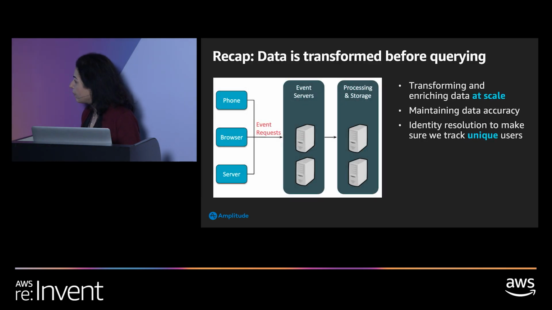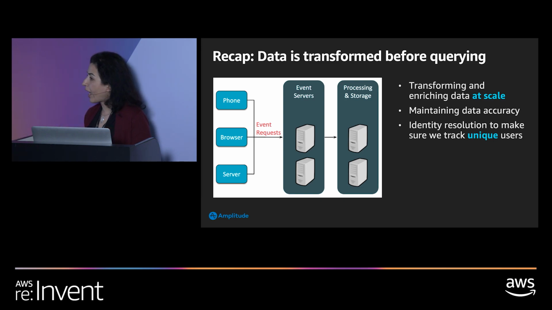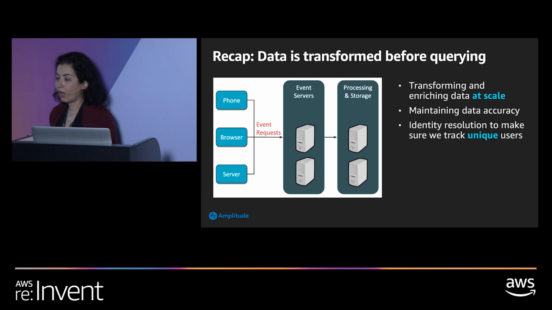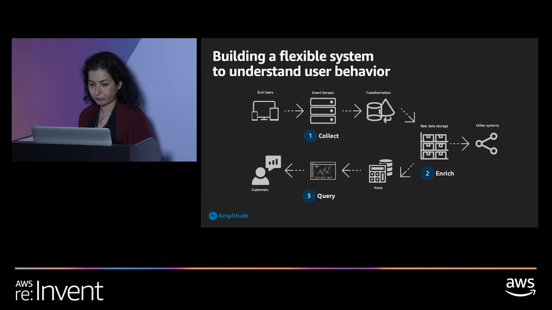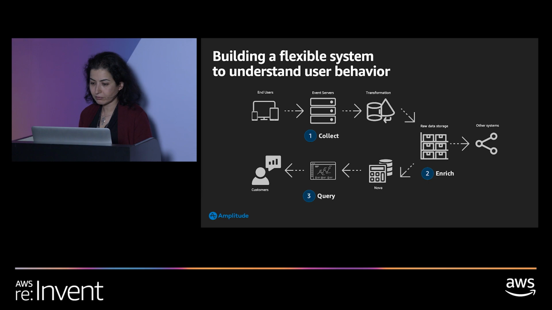To recap, basically, our ingestion needs to collect a lot of data. We need to make sure we maintain the data accuracy and uniquely identify that. Today, we are processing about 1 trillion events per month within our architecture. Let's go back to the high-level architecture that we have. We already talked about the collection and enrichment. Let's talk about the query side, the fun part.